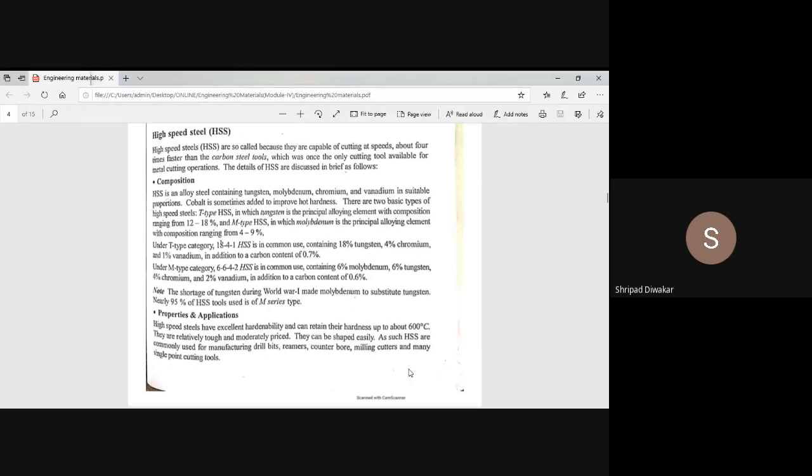I think you might have seen the drilling machine in workshops for making holes. So we need a tool, and that tool is made up of HSS. Almost all the machining tools are made up of these high speed steels. I'll explain reamers, counterbore, etc.